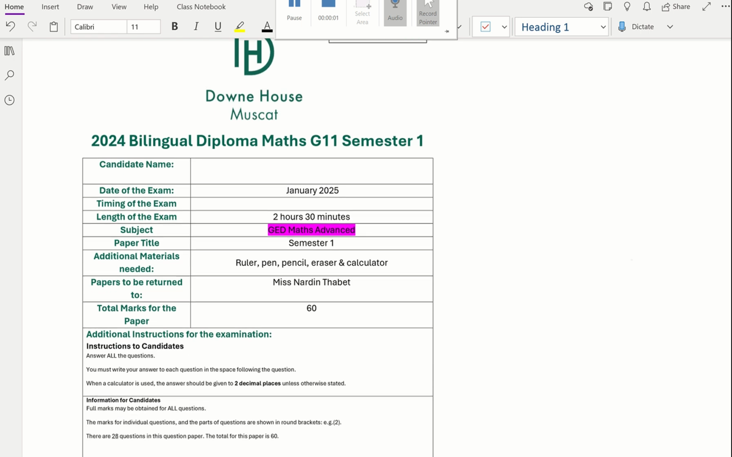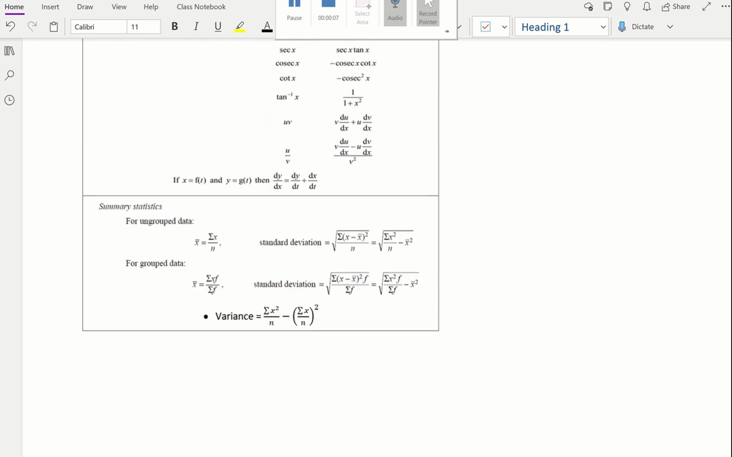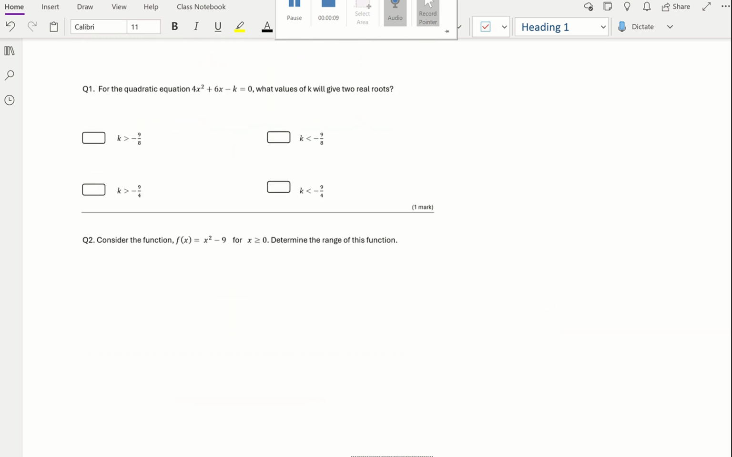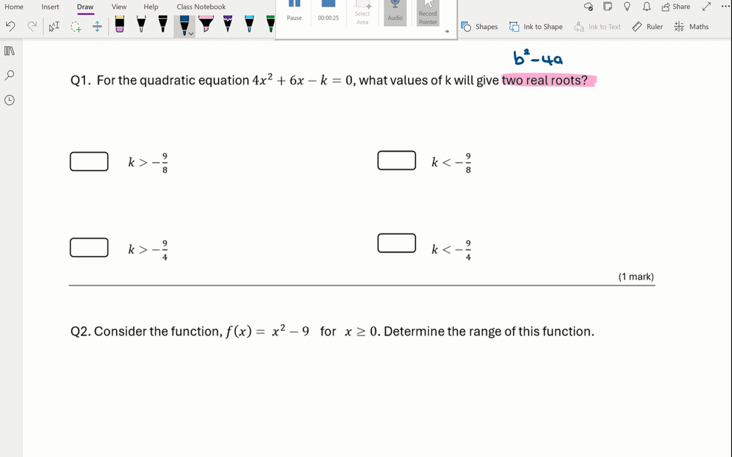In this video, I'm going through GED grade 11 advanced semester 1, and it's the practice paper, the shadow paper. So for the equation 4x squared plus 6x minus k equals 0, what values of k will give two real solutions? So two real solutions means that b squared minus 4ac is bigger than 0. Remember, if it's one solution, it's equal to 0, and if it is no solutions, it's smaller than 0.